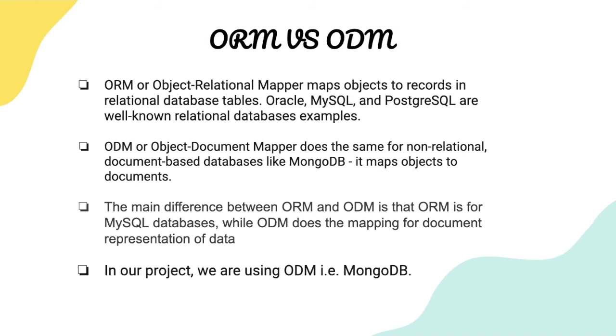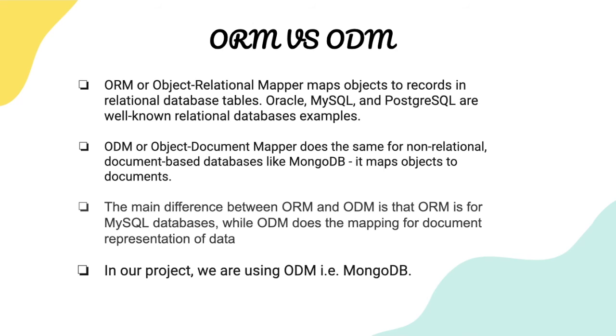This is Rakesh Ganeshula. Now we will see ORM versus ODM. ORM, object relational mapper, maps objects to records in relational databases. ODM, object document mapper, maps the same for non-relational databases. So in our project we are using ODM, that is MongoDB.